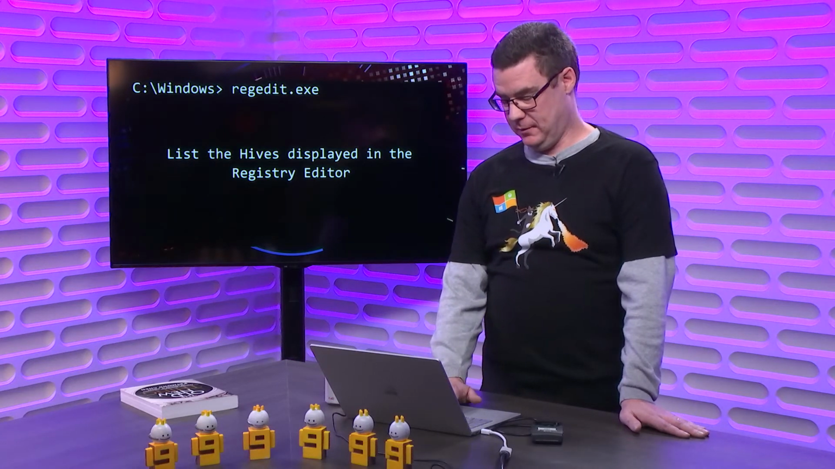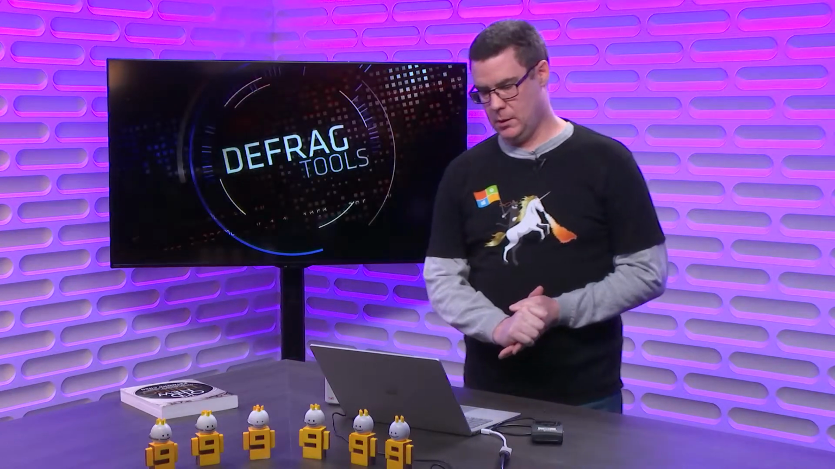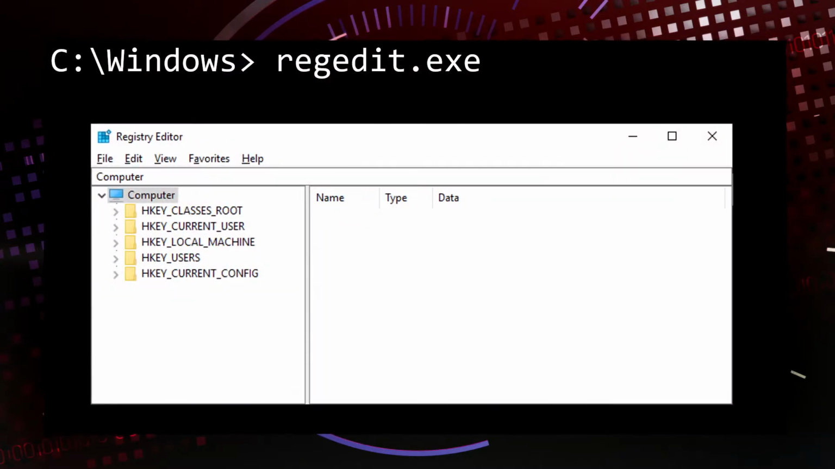HKey current config is the last one. Oh yeah. Who looks at that? I was going to say, if I didn't have HKey classes root, by the way, they would revoke my job because I run the COM team. HKey classes root is where the COM catalogs live. So my team would rain scorn down on me if I was to miss that one.